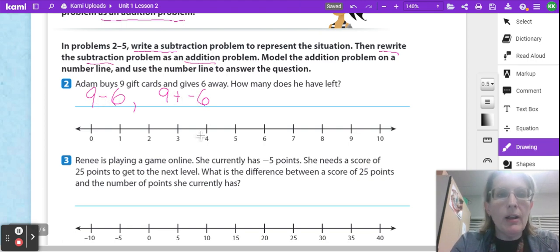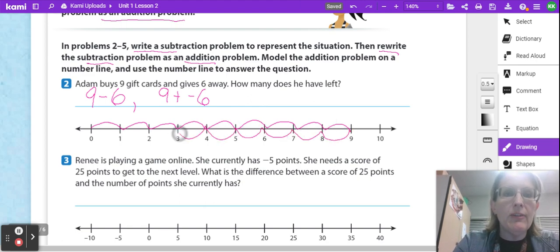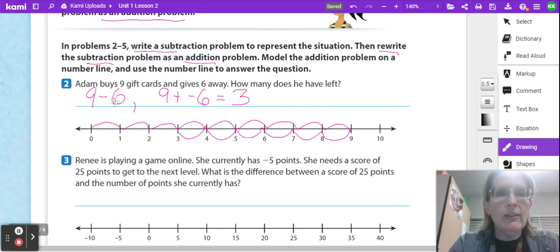And then in our number line, I have 0, so I can go 1, 2, 3, 4, 5, 6, 7, 8, 9. So I want positive 9 and then negative 6. I'm going to turn around and go the other way 6 steps. 1, 2, 3, 4, 5, 6, and I will land on 3. And you know 9 minus 6 is 3, and 9 plus negative 6 is also 3.